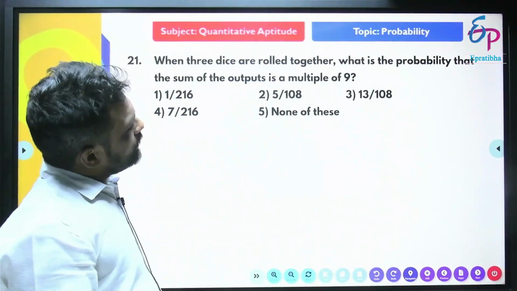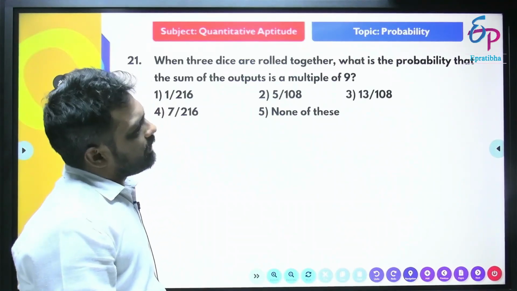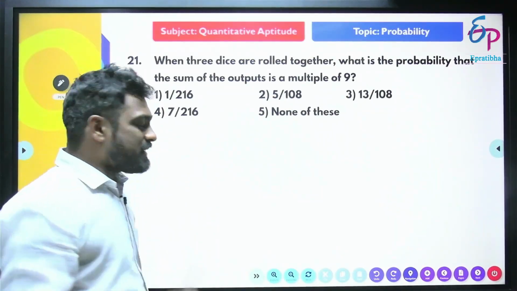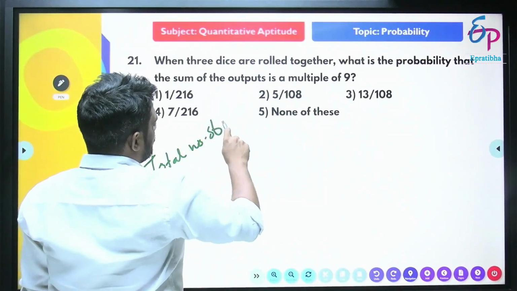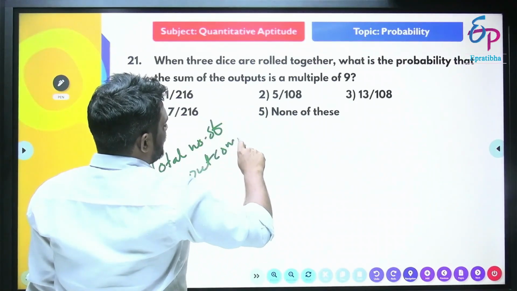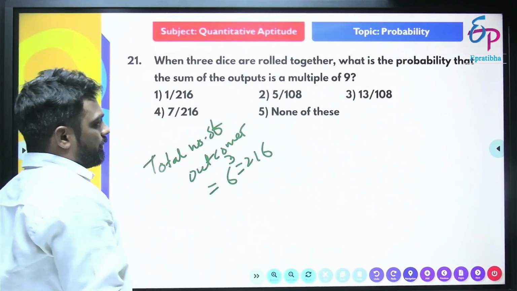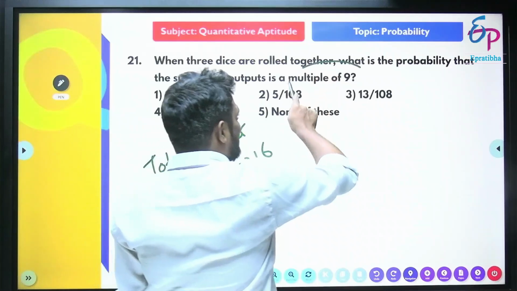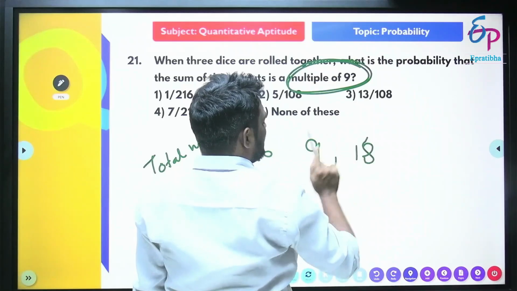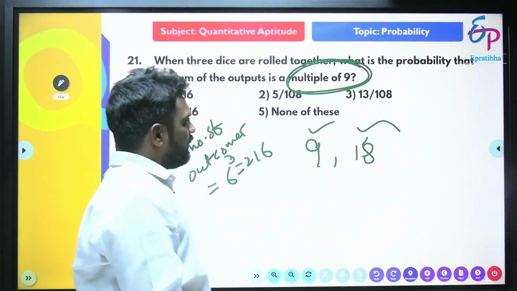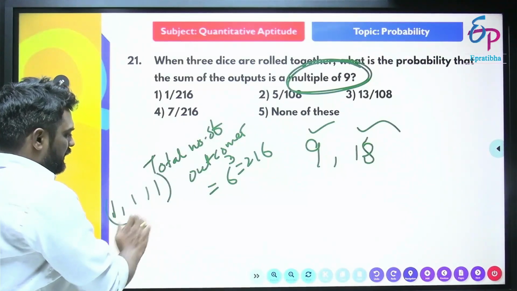When 3 dice are rolled together, what is the probability that sum of the outputs is a multiple of 9? How many dice are rolled? 3 dice are rolled. Total number of outcomes are 6 cube, absolutely 216. Multiples of 9 means 9, table 9, and 9 twos are 18. These two are multiples of 9. 9 threes are 27, but sum should be minimum 3.